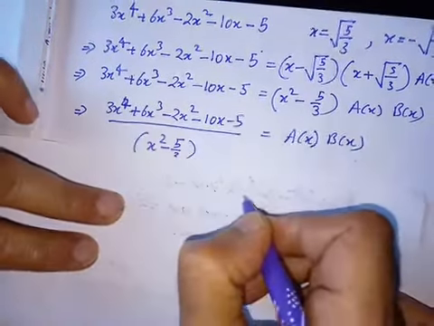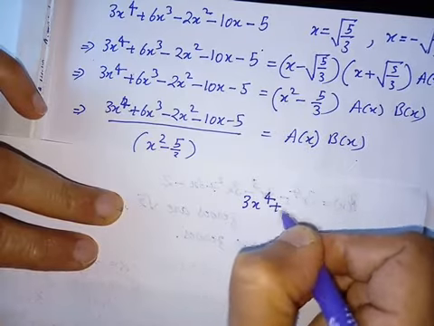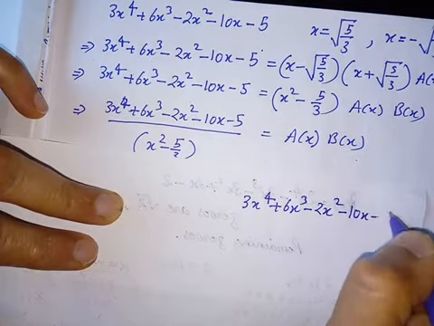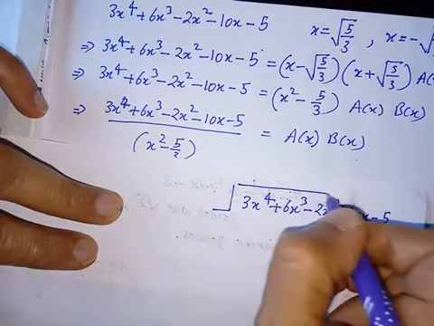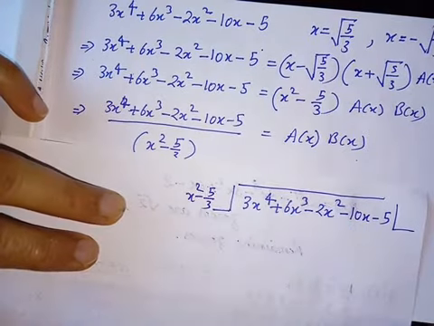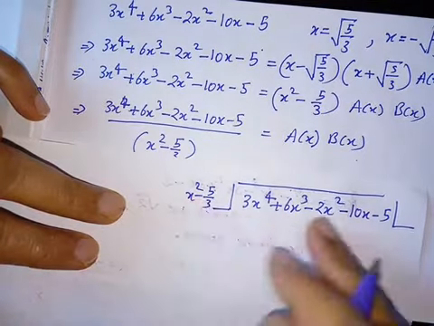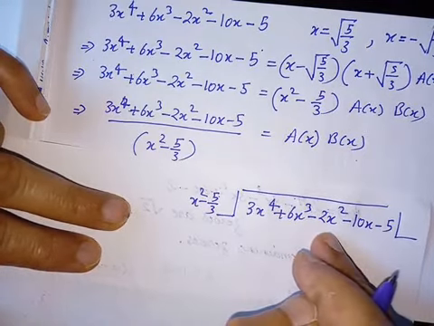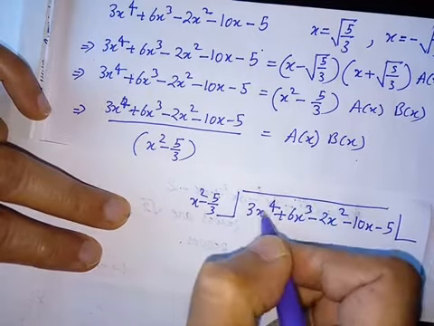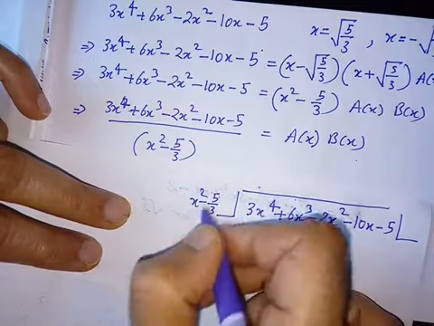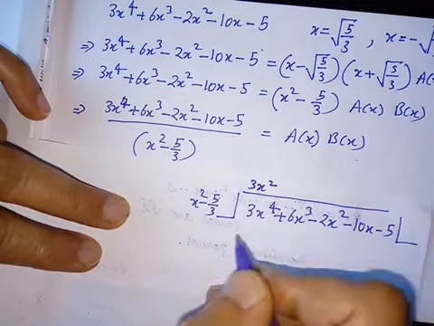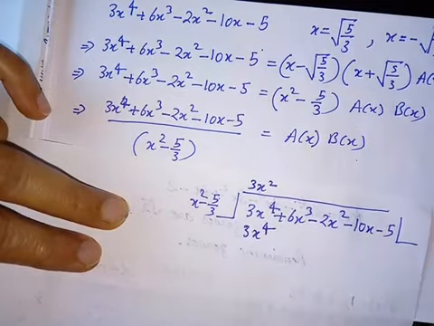So we take the long division method. We have 3x to the power 4 plus 6x cube minus 2x square minus 10x minus 5, and we have to divide it by x square minus 5 by 3. Now both these polynomials are in descending order of their degree. All the terms are arranged in that order. So the coefficient of highest degree is 3 and 1, so 3, and degree 4 minus degree 2, so x square. So we get 3x to the power 4.